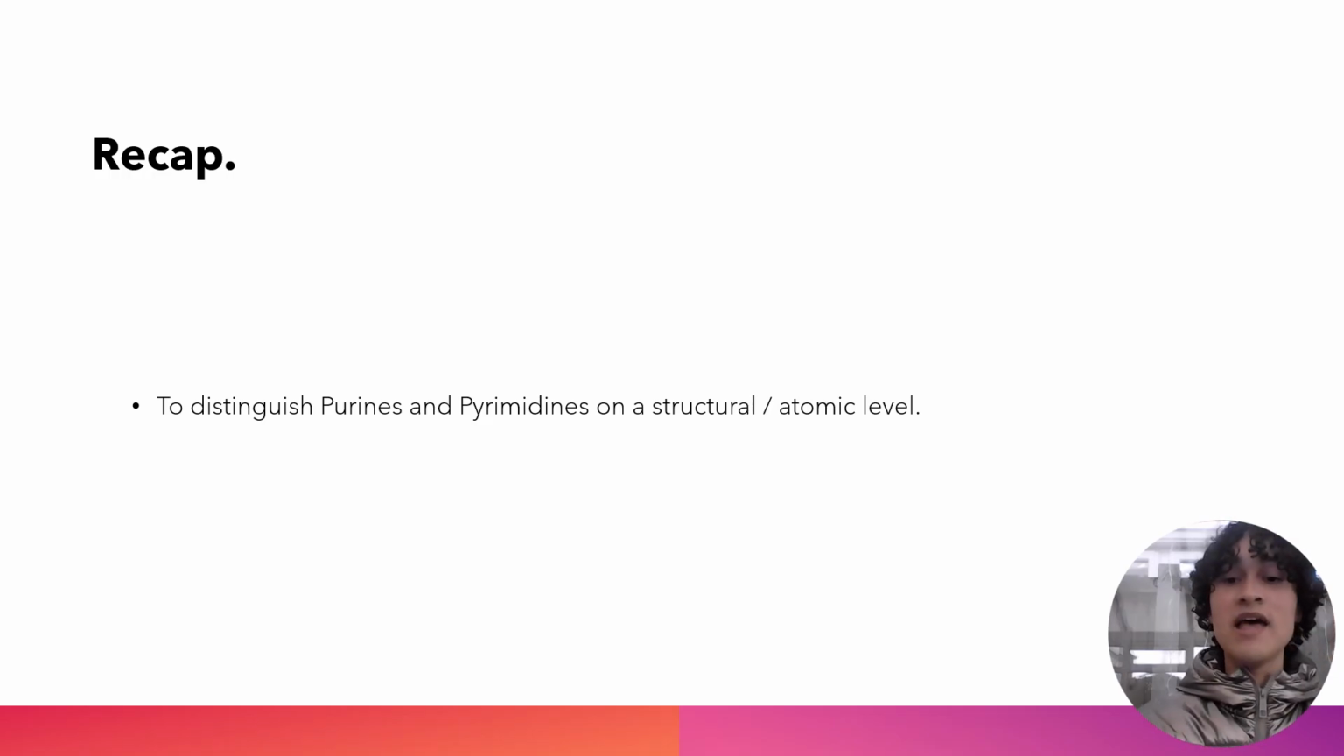Now, there are differences in phosphate sugar linkage. In purines, the phosphate sugar linkage occurs in the imidazole ring, at the ninth nitrogen, which is located in the imidazole ring. So the glycosidic bond with the deoxyribose sugar will form with the ninth nitrogen located in the imidazole ring. In pyrimidines, however, that glycosidic bond forms with the first nitrogen in the pyrimidine ring. So it forms a glycosidic bond with the deoxyribose sugar at the first nitrogen in the pyrimidine ring.